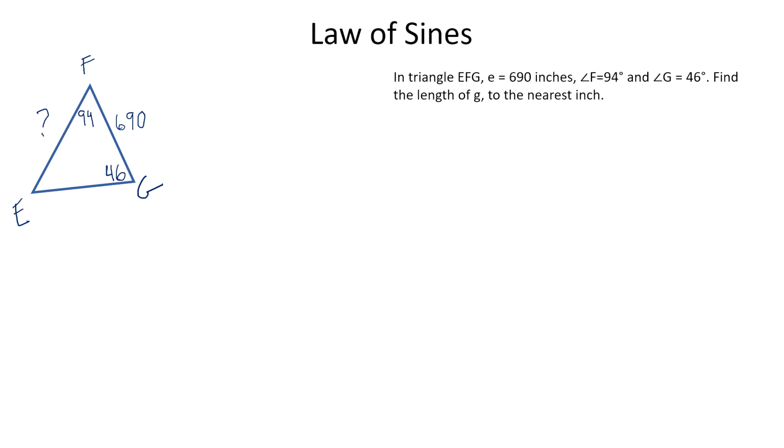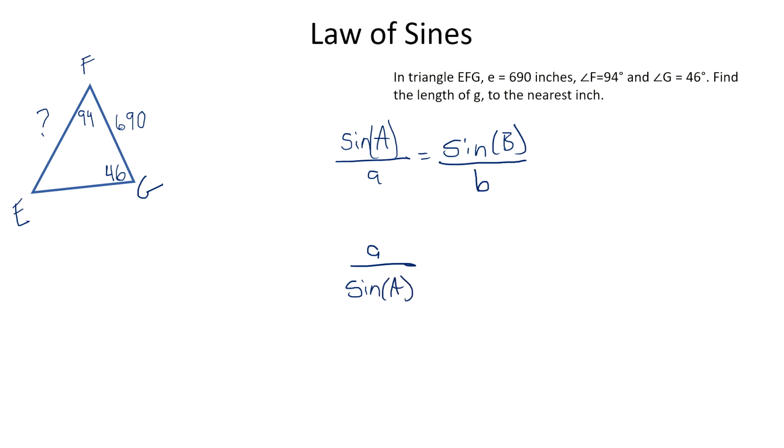The law of sines says the sine of A over A equals the sine of B over B. Another way to write this, sometimes you'll see it as A over the sine of A equals B over the sine of B. Mathematically, these are the exact same. You can either go for the top one or the bottom one. Either way, it's totally the exact same thing.